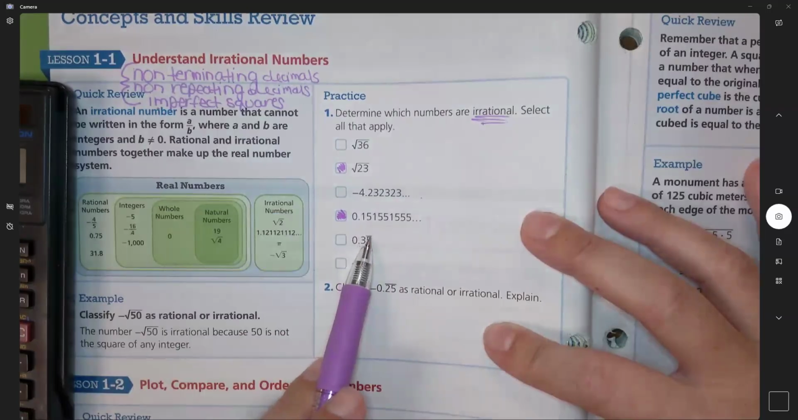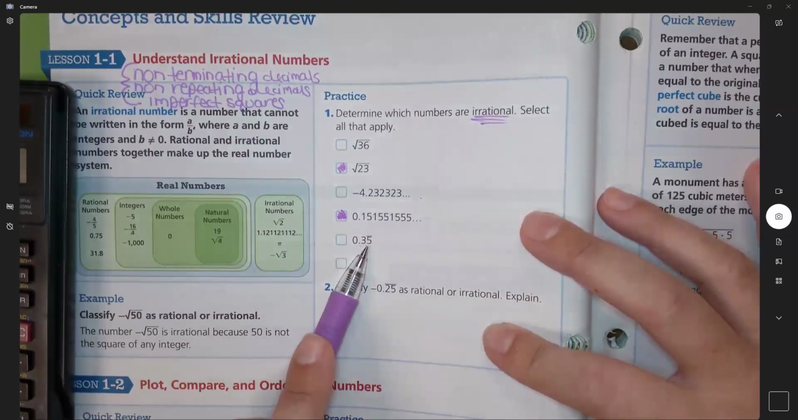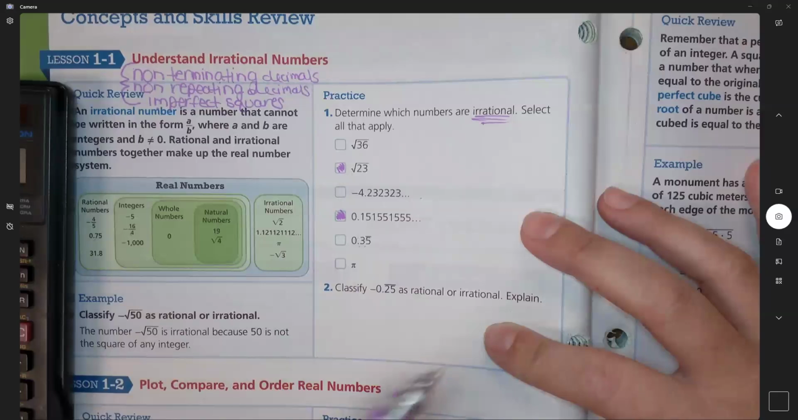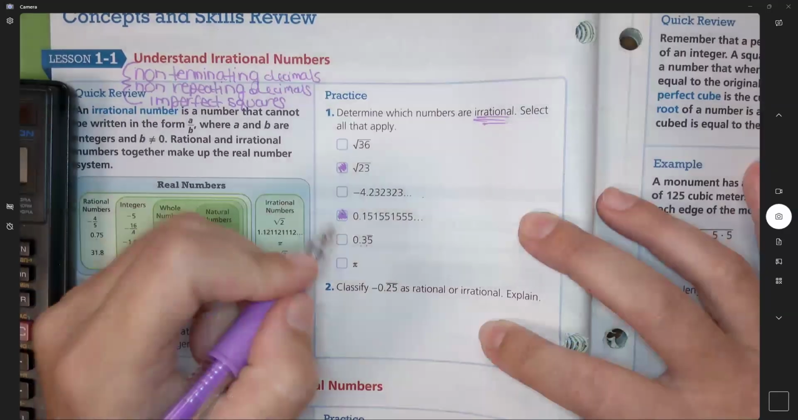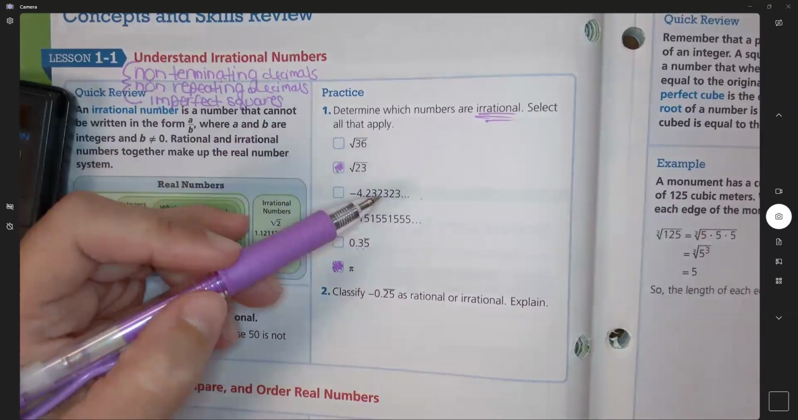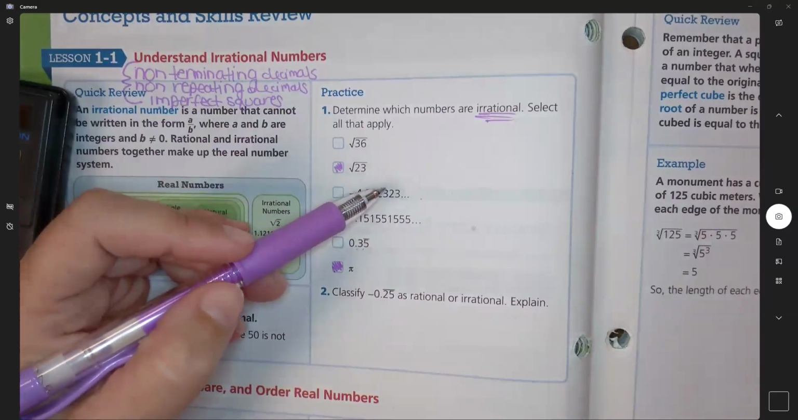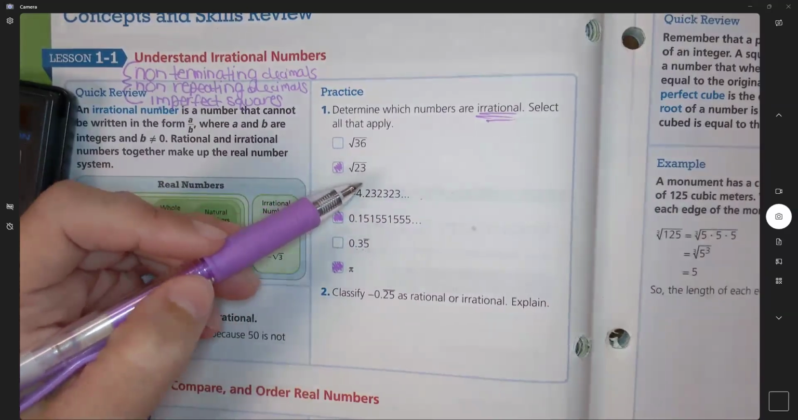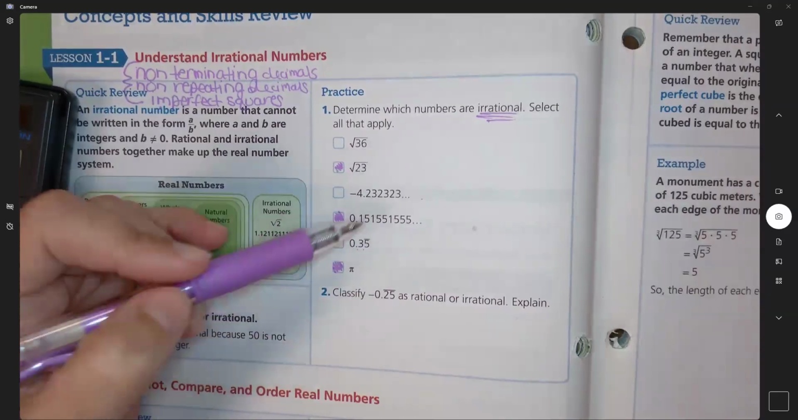0.35 with a bar, aha, bar notation. Bar notation means this 5 is going to go on forever and ever, but it repeats. So because it repeats, it automatically gets to be rational. And pi. Pi is irrational. It is a decimal that does not repeat and goes on forever and ever. You're irrational, my friend, and that's okay. So if it doesn't repeat and it goes on forever and it's not a perfect square, it is irrational. That's the summary of the whole entire lesson.